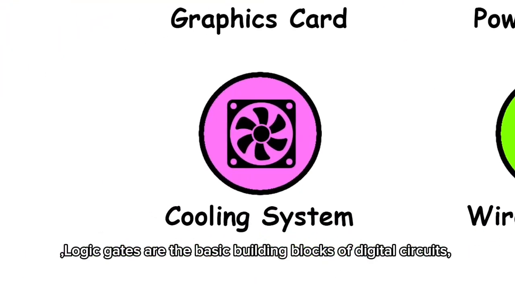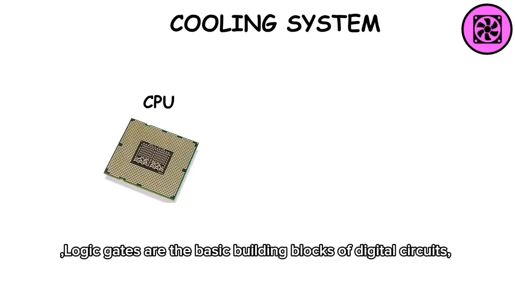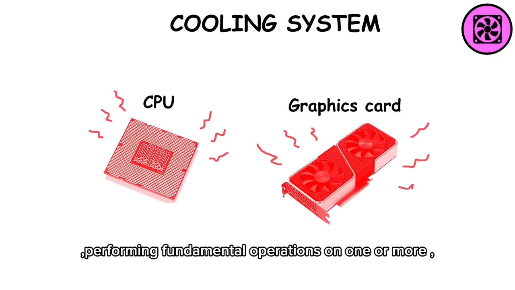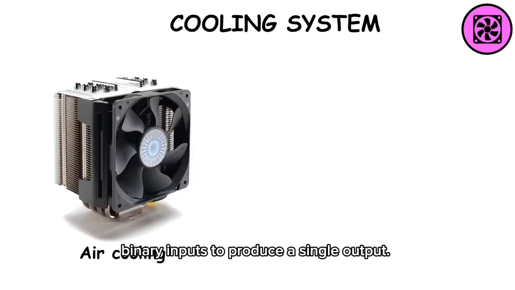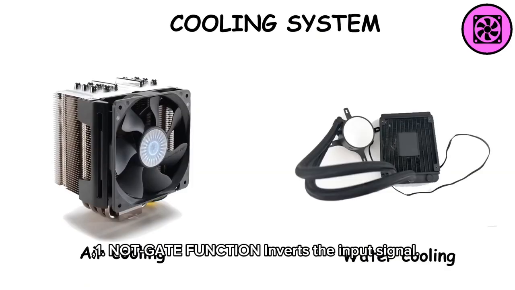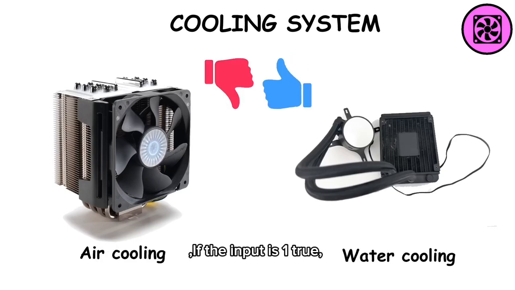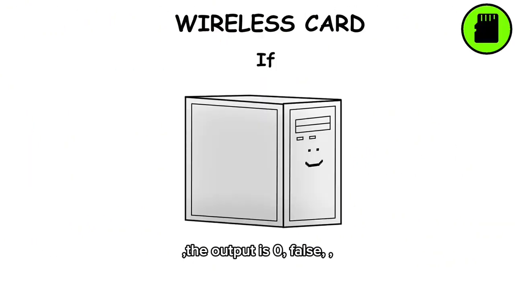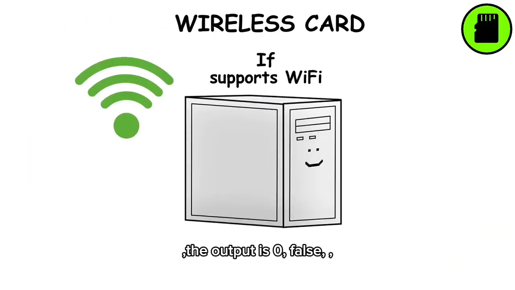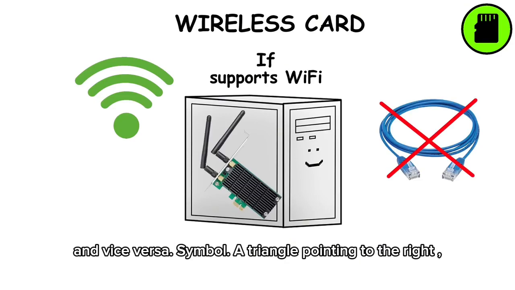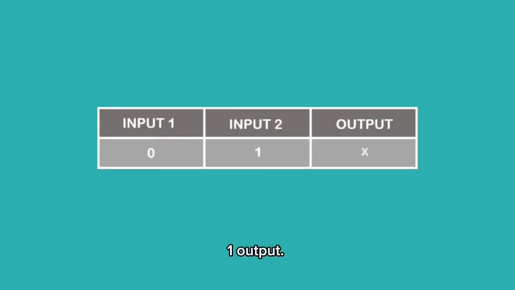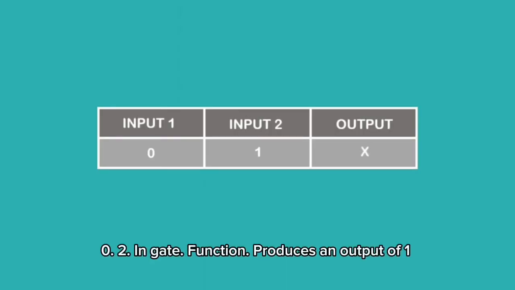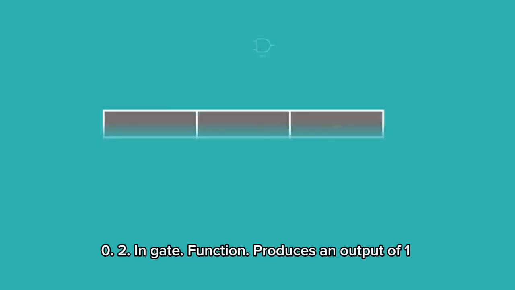Logic gates are the basic building blocks of digital circuits, performing fundamental operations on one or more binary inputs to produce a single output. 1. NOT gate function inverts the input signal. If the input is 1 true, the output is 0 false, and vice versa. Symbol. A triangle pointing to the right. Input 1, output 0.